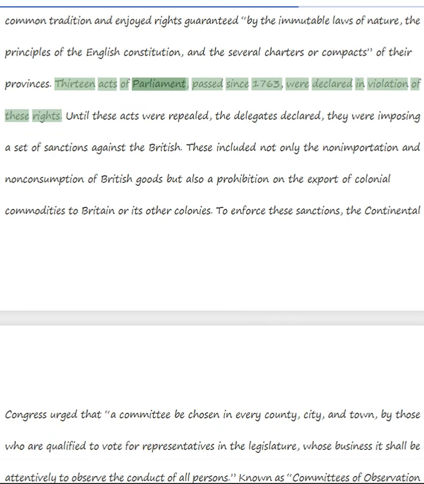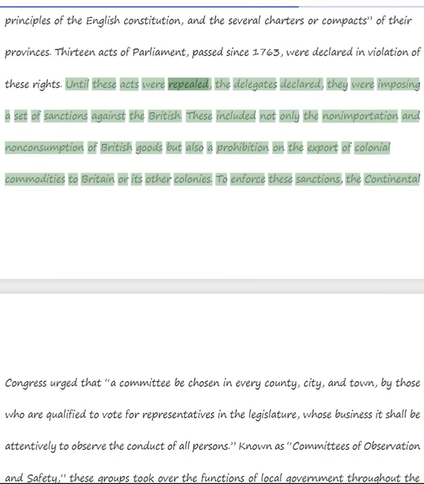13 Acts of Parliament, passed since 1763, were declared in violation of these rights. Until these acts were repealed, the delegates declared, they were imposing a set of sanctions against the British. These included not only the non-importation and non-consumption of British goods but also a prohibition on the export of colonial commodities to Britain or its other colonies.